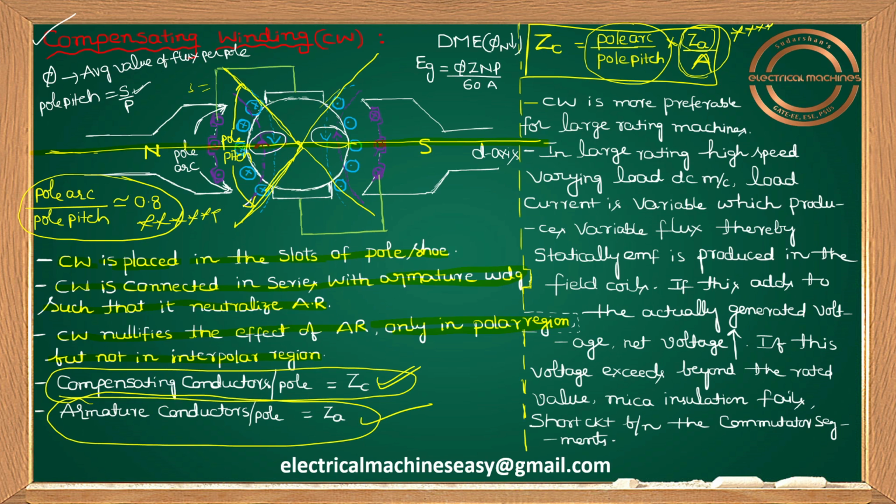One question is there based on this formula also. ZC, compensating conductors per pole, is equal to pole arc by pole pitch into ZA, armature conductors per pole, by A, the number of parallel paths, because ZC is by default per path. Everybody knows that the number of parallel paths equals the number of poles for lap winding, and equals 2 for wave winding.